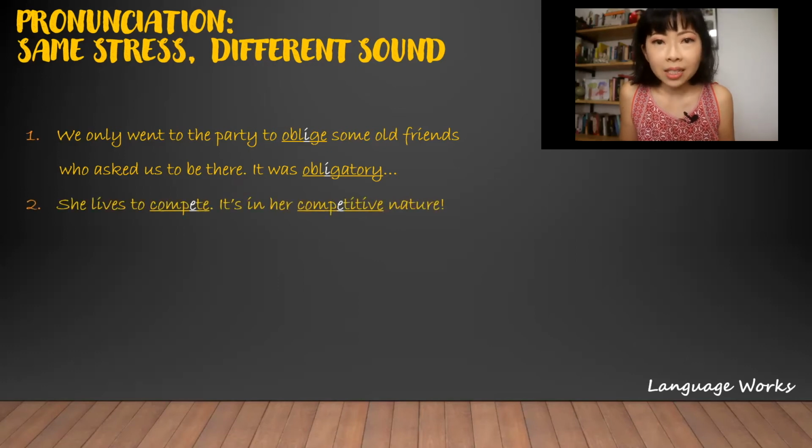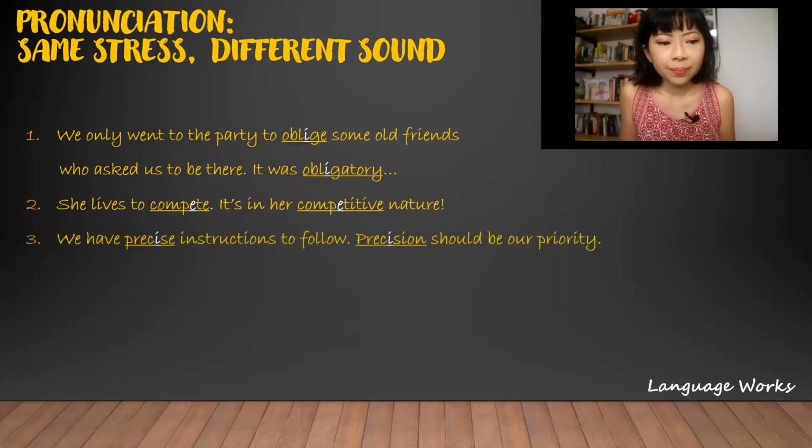Number two: she lives to compete. It is in her competitive nature. Number three: we have precise instructions to follow. Precision should be our priority.